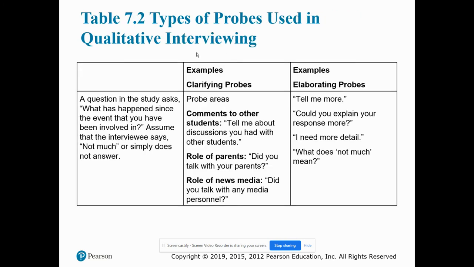Okay, so here's an example of a type of probe that was used for a qualitative interview. It says, what has happened since the event that you have been involved in? And you're just going to assume that the interviewee will say not much or simply does not answer. Well then you're going to have in your interview protocol these probes. Comments to other students: tell me about discussions you had with other students. Or maybe the role of parents: did you talk with your parents? Did you talk with any media personnel? So it just depends who you're talking to and what you could say.